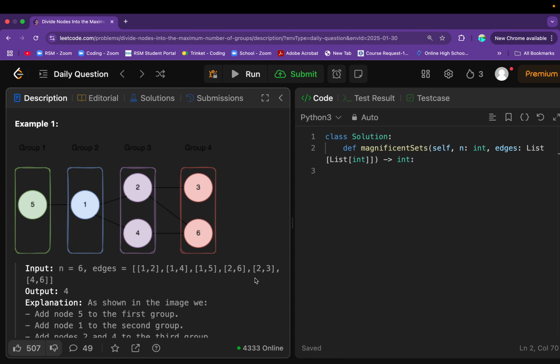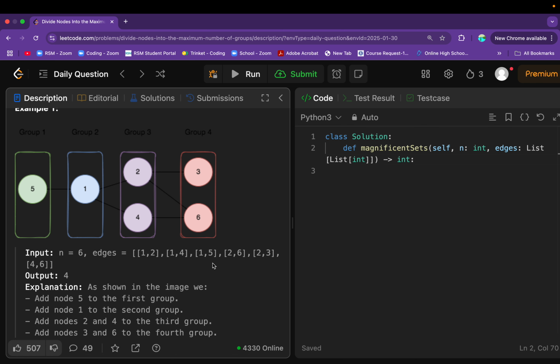2 and 3 are also connected, they share an edge. 2 is in group 3, 3 is in group 4, 4 minus 3 is 1. And finally, 4 and 6 are also sharing an edge. 4 is in group 3 and 6 is in group 4. 4 minus 3, the group numbers that they're in, is still going to be exactly 1. So that's why this meets the criteria.